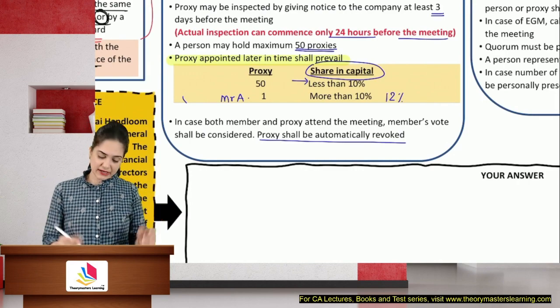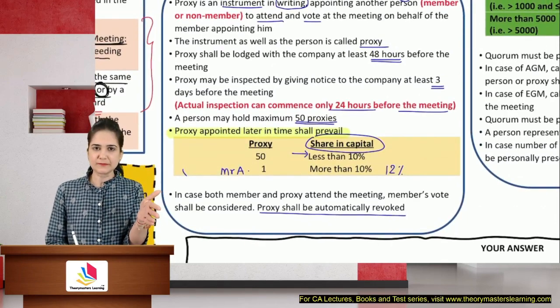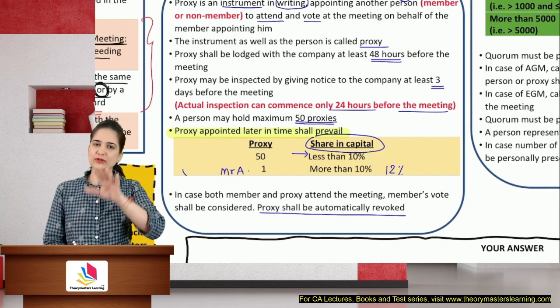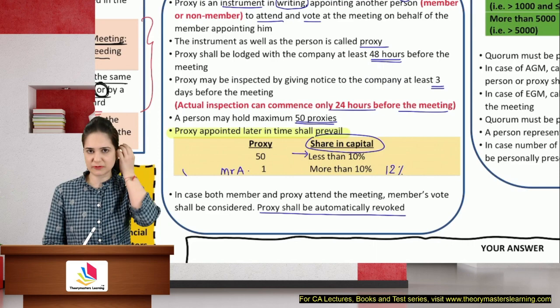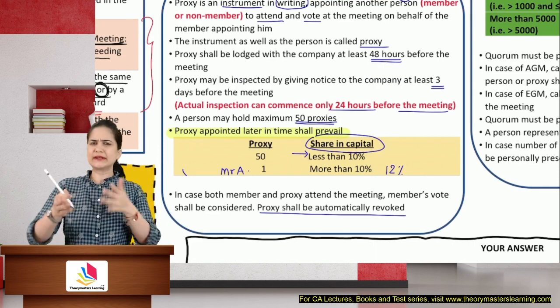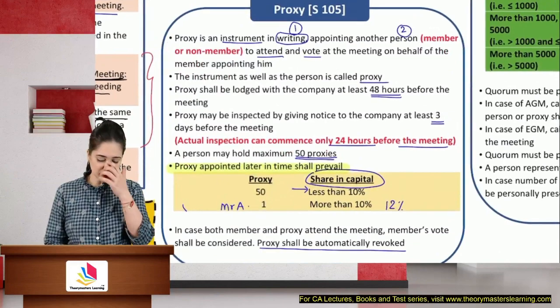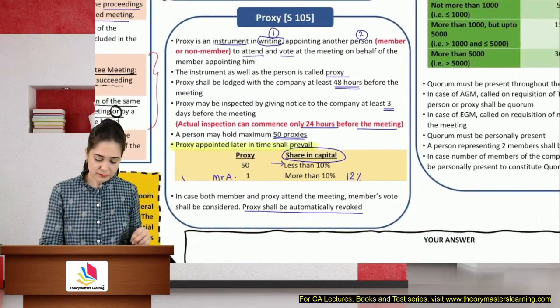But even in that case, you should ensure that it reaches at least 3 days before the meeting. It reaches at least 48 hours before the meeting. So that criteria should also be considered, that your proxy should be lodged at least 48 hours before the meeting. The one which is appointed later in time will prevail. So these are the conditions for proxy. In case a question is asked, you have to write all this in your answer.